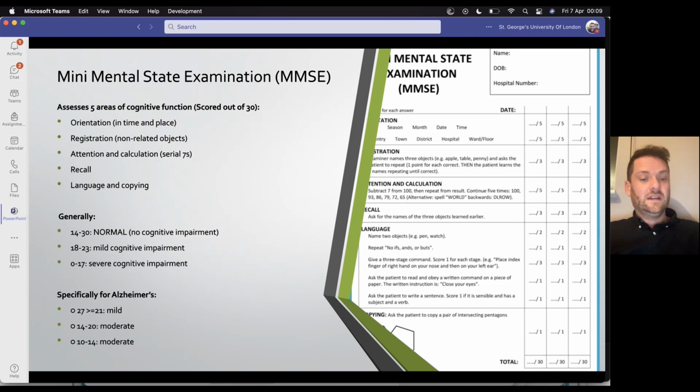However, for Alzheimer's, we often have a sort of different scoring system. So anything between 21 and 27 is considered mild, 14 to 20 moderate, and 10 to 14. So yeah, here we go. I think I've messed up some of the numbers there, but that's basically just what it is. You won't need to know every single number, but just having an idea would be good, and I'll change the numbers on the slides.